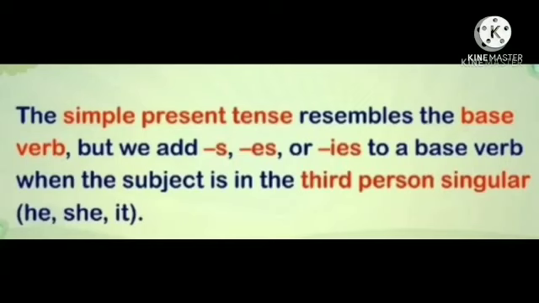Okay? In simple present tense, we use the base form of the verb. That means V1. But we add S, ES or IES to the base form of the verb when the subject is third person singular. The simple present tense resembles the base verb, but we add S, ES or IES to a base verb when the subject is in the third person singular, that is he, she or it.